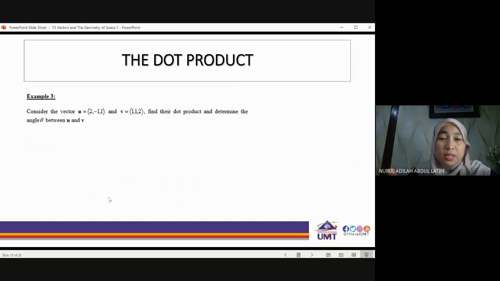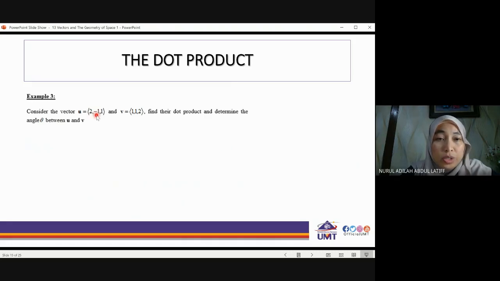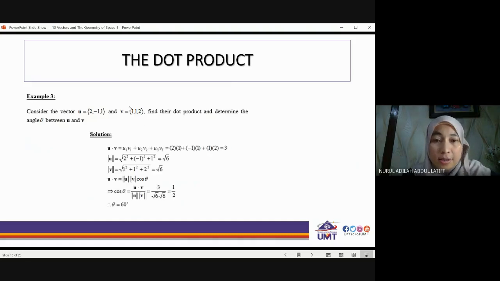So for example, consider the vectors U equals 2, negative 1, 1 and V equals 1, 1, 2. Find their dot product and determine the angle between U and V. So first, you find the dot product, which is U dot V. U dot V equals 2 times 1 plus negative 1 times 1 plus 1 times 2. You add everything together, you get 3.